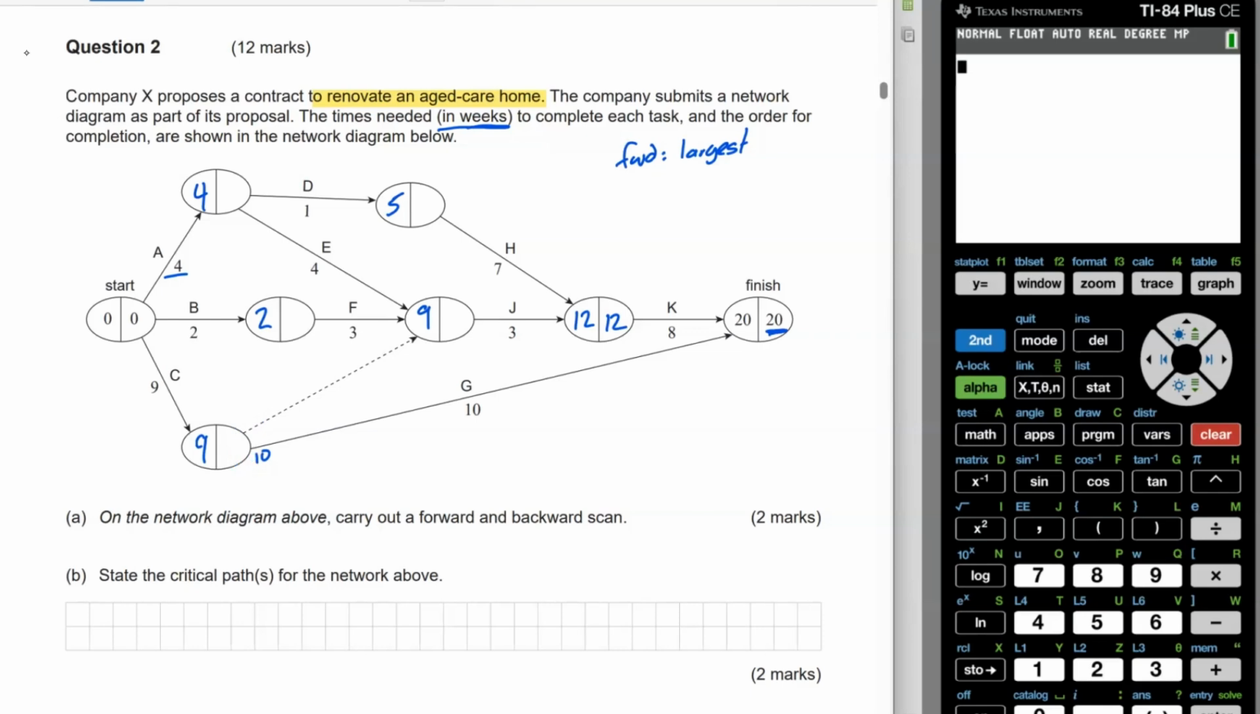Okay, so we'll start back up in here. So I've got 12 take 7 here, which is going to be my 5. And then I'm also going to go through G, so J. So 12 take 3 for J is also going to be 9.